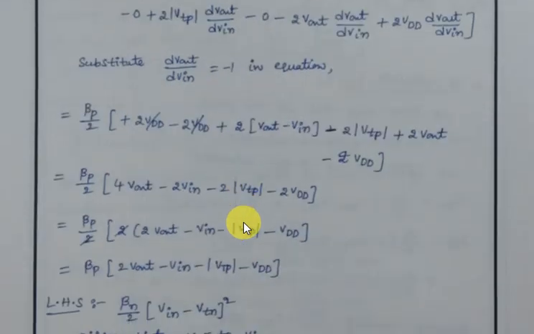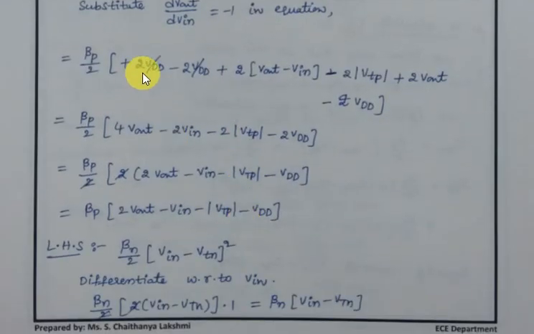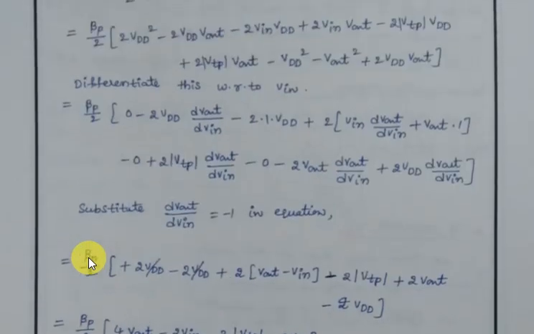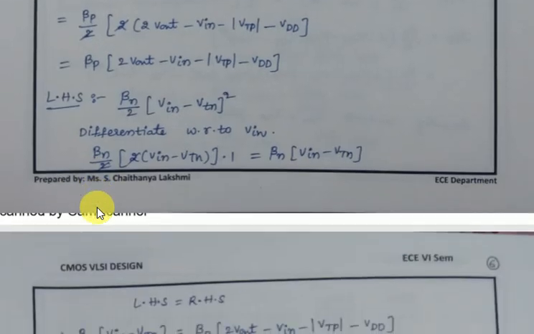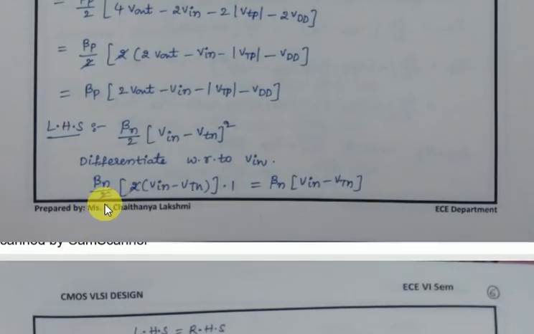Then 2 VDD and minus VDD cancel, and we take 2 Vout common, so the whole equation comes to bp times (2 Vout minus Vin minus mod of VTP minus VDD), and this is one equation. Call this equation A. Now that we are done with the RHS, we take the LHS and differentiate it with respect to Vin, which gives 2 times (Vin minus VTN).